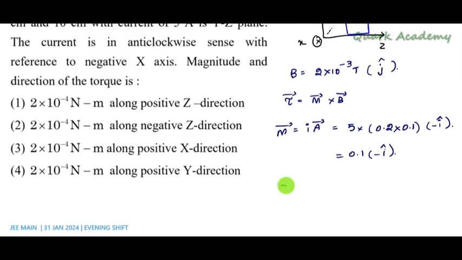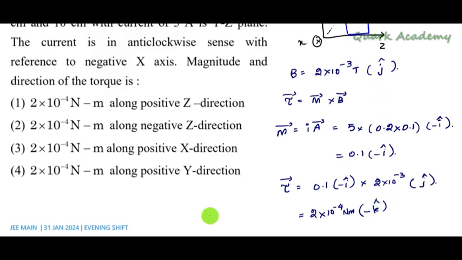Now we can find the torque, M cross B. So M is 0.1 into negative I cap cross product with 2 into 10 power negative 3 J cap. So I cap into J cap will be K cap, but here negative is there. So we will get negative K cap. That's the direction of the torque. Magnitude is 2 into 10 power negative 4 Newton meters. So negative K cap means negative z axis direction. Then second option is correct.